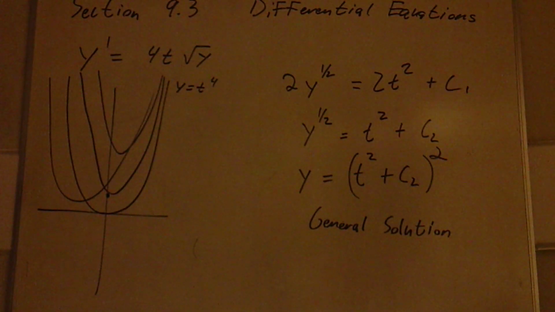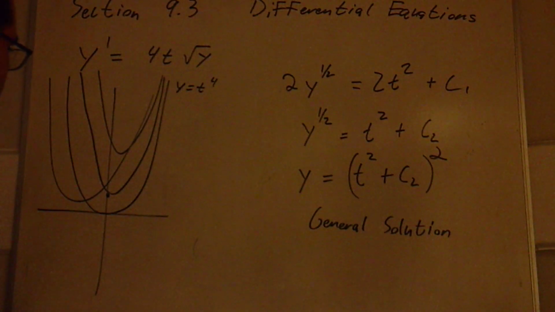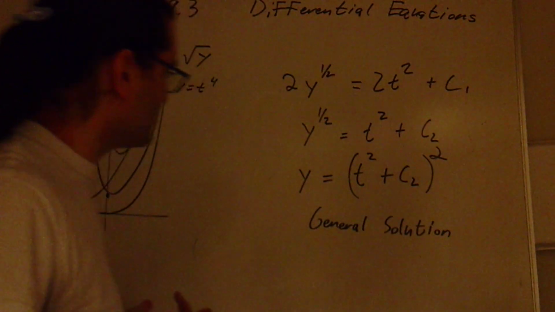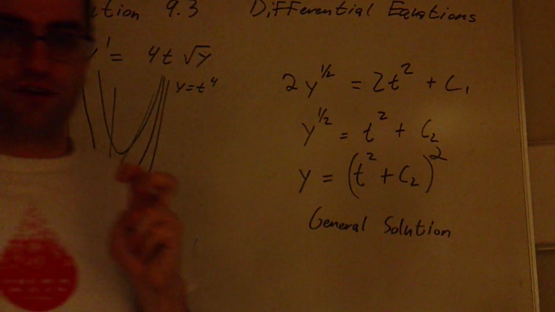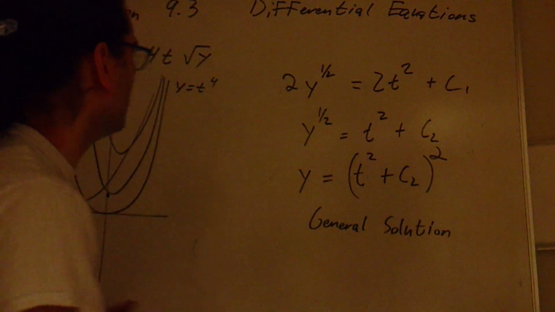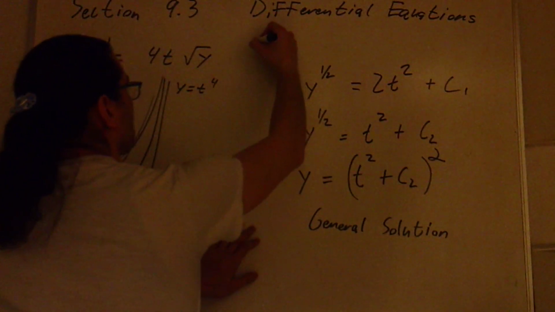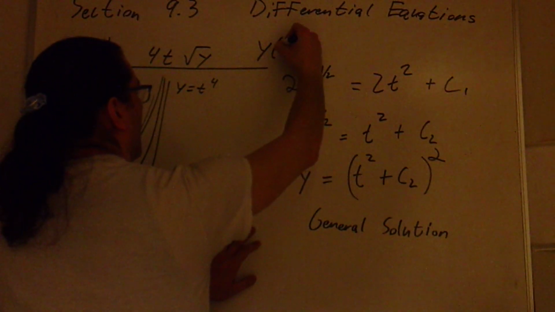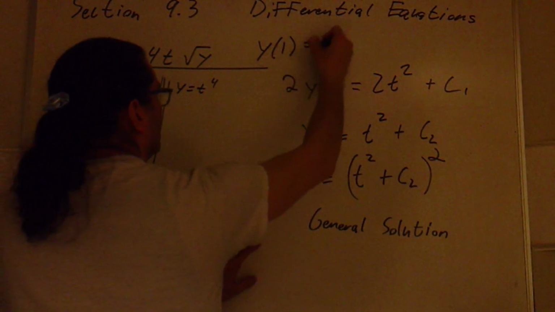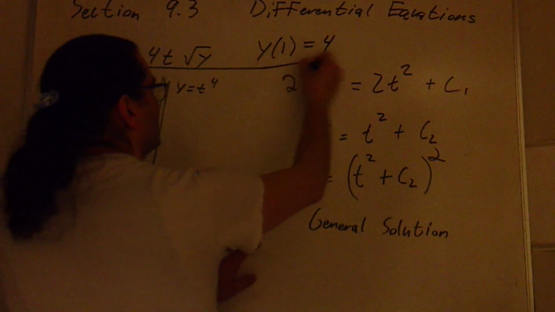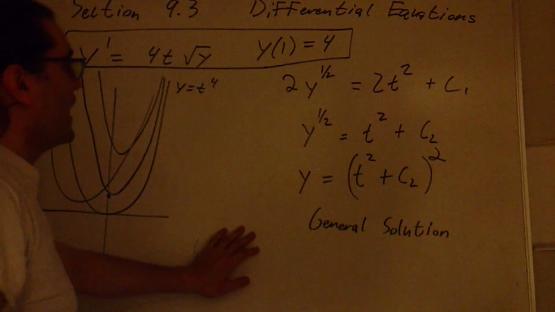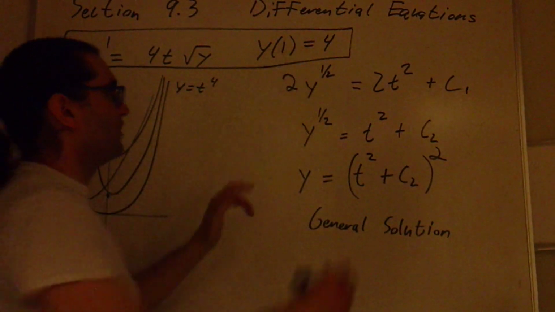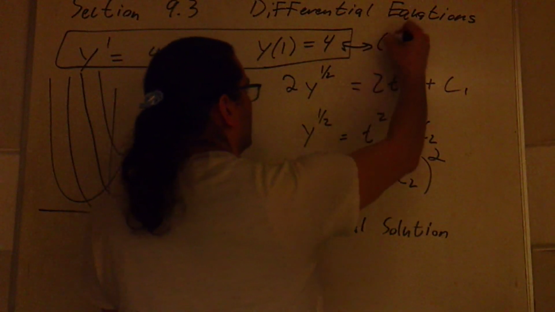So the question then becomes, how can we figure out exactly what c2 is? And the way that we're going to do this is we're going to look at an initial condition. The initial conditions are going to be given to us as part of the problem, and they're going to look like points. So when you get this problem, it'll include an extra line. It'll say something like y of 1 equals 4. And this means that when t is 1, y is 4. This is basically just like the point 1, 4.